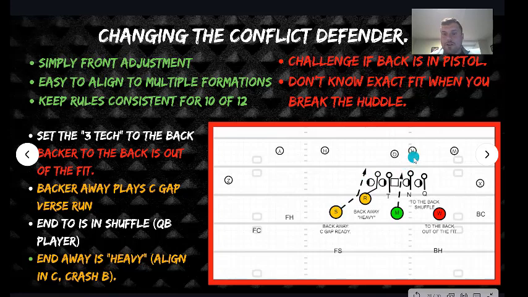So hopefully there's no cut back because our 3-tech is to the back. Okay, so we're not going to be able to get the ball rolled off the table this way. We're going to force the ball front side, all right, and then spill it with the end, okay, and finish it with the Sam linebacker. So 3 tech to the back, backer to the back is out of the fit, backer away from the back is in the fit. He's going to be late to that C gap. And the end is the quarterback player to the back. The end away from the running back is going to be playing that heavy technique.